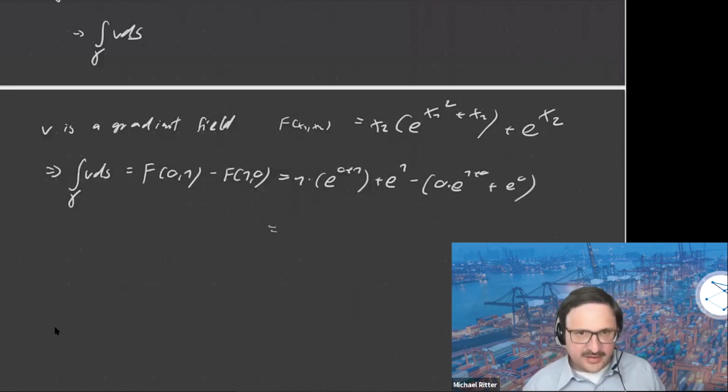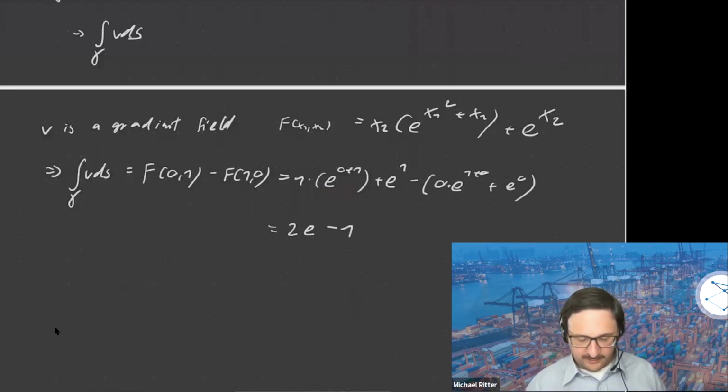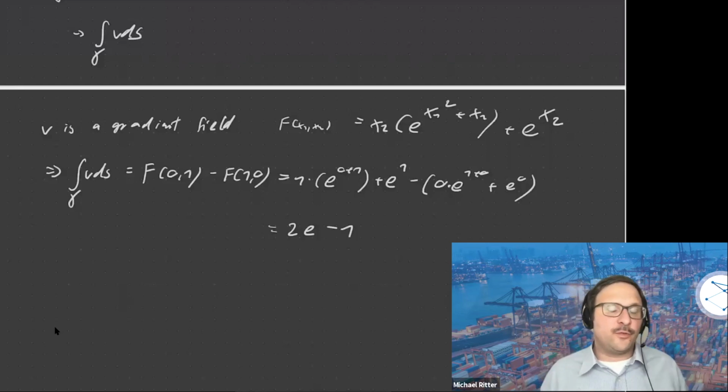So what we get is e to the power of 1, e to the power of 1. That one is 0, and here's a minus e to the power of 0. So 2e minus 1. And that is the curve integral. So once you have the potential, evaluating curve integrals over conservative vector fields is very easily done. So that's part B. Questions about that?